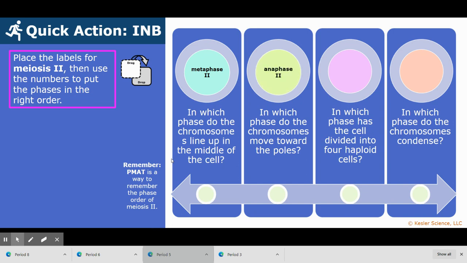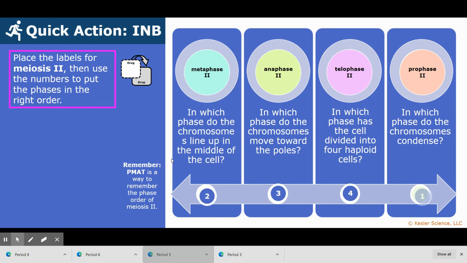And then in which phase do the chromosomes move toward the poles? That would be anaphase 2. In which phase has the cell divided into 4 haploid cells? This is way at the end, so we know that's telophase 2. And then in which phase do the chromosomes condense? That would be in prophase 2.